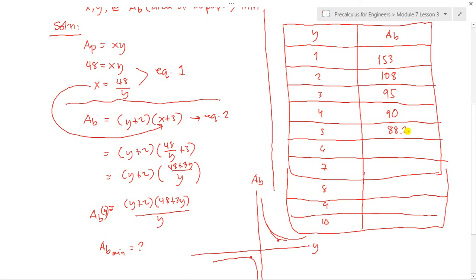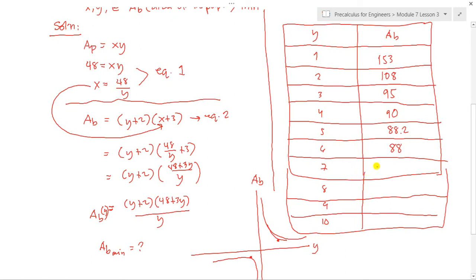Then for 6, that is 6 plus 2 is 8 times 48 plus 3 times 6 is 18, divided by 6, the answer is 88. For 7, we have 7 plus 2 is 9 times 48 plus 7 times 3, 21, divided by 7, the answer is 88.71.